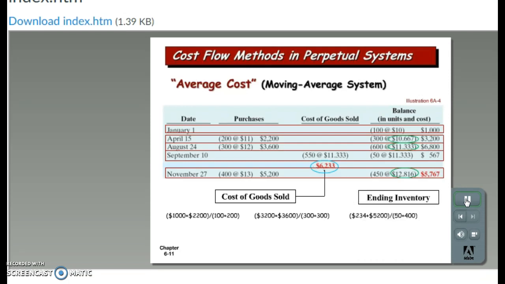The ending inventory consists of 450 units and an average cost per unit of $12.816 for a total ending inventory of $5,767.